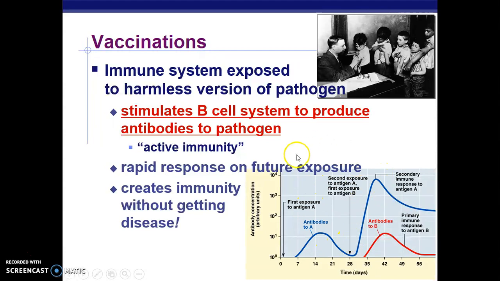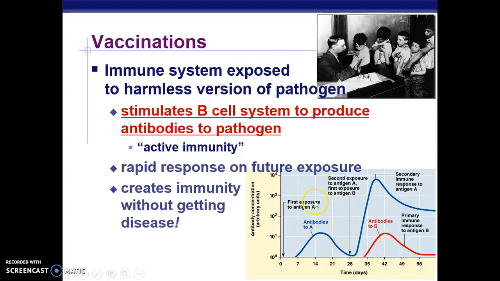Okay, let's summarize this now. This is so, so important. The first exposure to an antigen is slower and not as much. You don't produce as many antibodies. The second exposure to an antigen, the response is faster, and you also produce more antibodies. That allows a stronger response to the antigen, and maybe you won't even get sick.